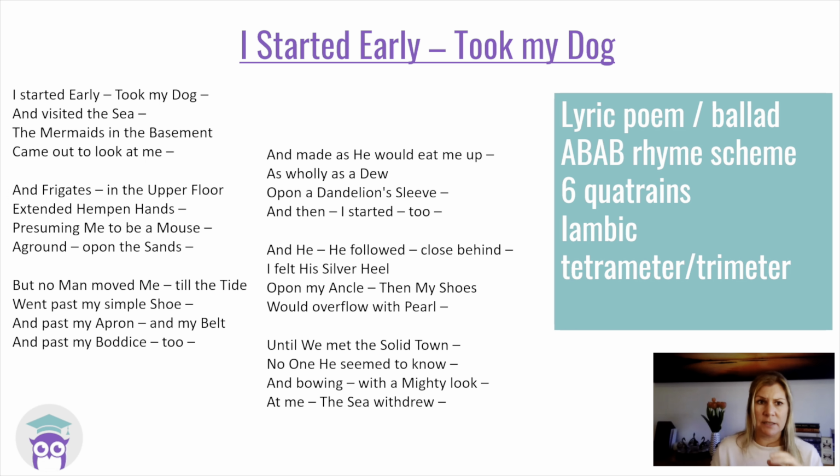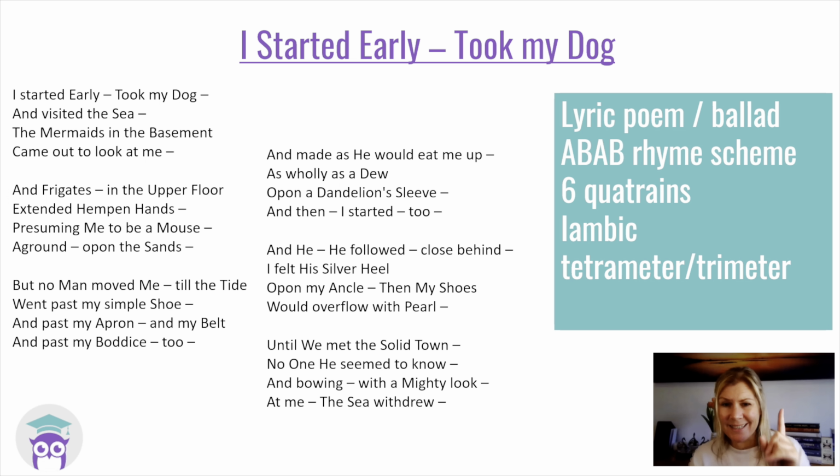So, I started early, took my dog. There's my tetrameter. And visited the sea. There's my trimeter, okay? And it does that the whole way through. You can, of course, comment on the fact that she's got all of these little hyphens everywhere, but just so you know, that's a real Emily Dickinson thing. It's not just for this poem, so it's something that she did. It might have even been to do with her handwriting.